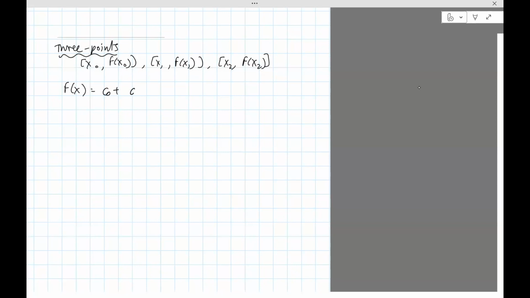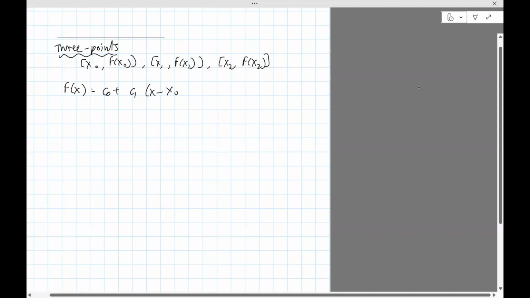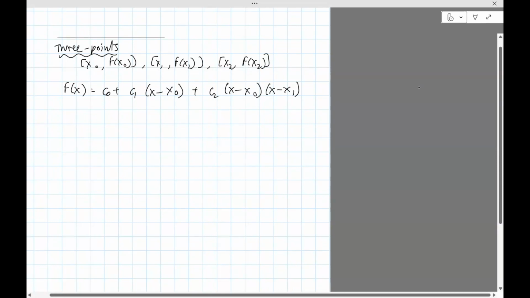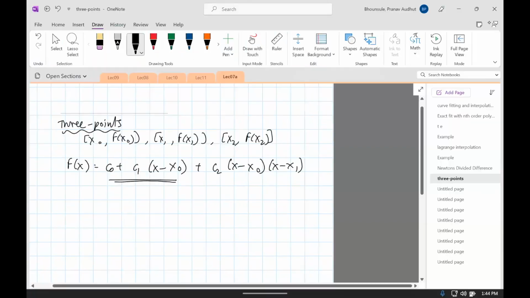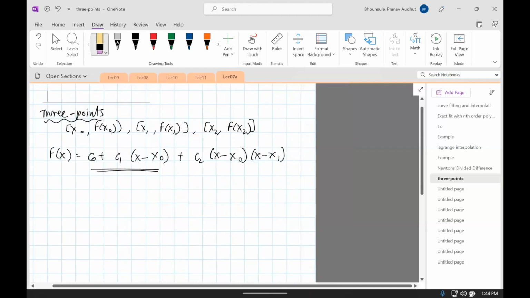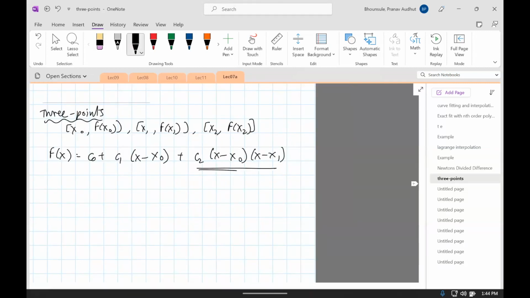It is c0 plus c1 times x minus x0 plus c2 times x minus x0 times x minus x1. So again, you can see that the first 2 terms are similar to the ones we assumed for the 2-point case, exactly the same. The new term, the third one, C2, has x minus x1.